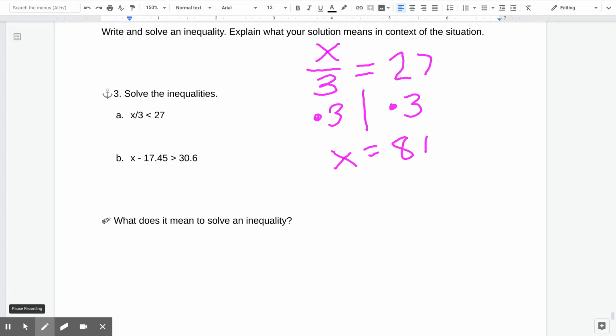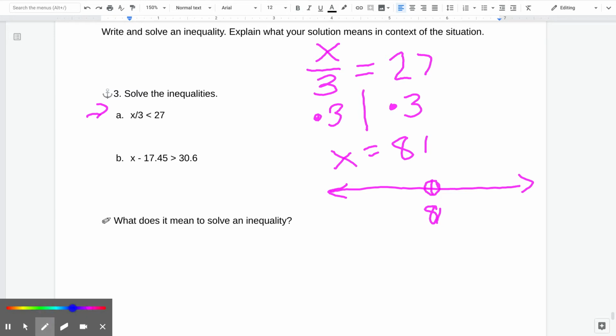So now I need to look back at my A, and I know that x divided by 3 is less than 27. Here's where graphing can help. So I'm going to just draw my graph line here, and here's my 81. And because it's just a less than, not a less than or equal to, I know there's a circle there.